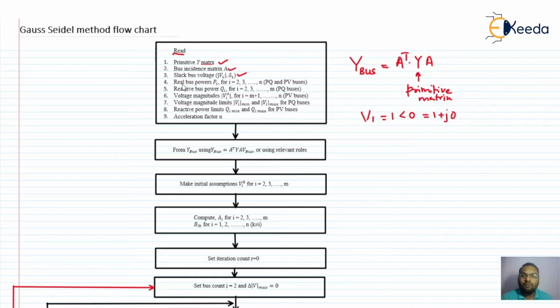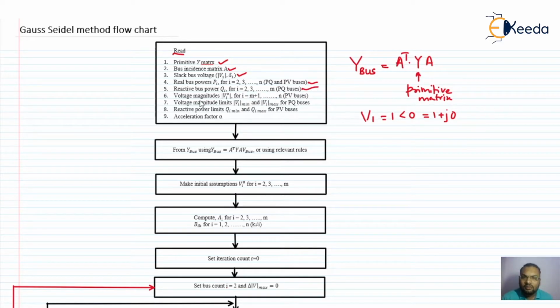Now in the fourth step, read the real bus powers, let that be a PQ bus or PV bus. If it is a PQ bus, real power will be specified. If it is a PV bus, real power will be specified. So can I say that real power on all the buses except the slack bus will be specified? You read that value for PQ and PV buses. After that, reactive power is specified only for the PQ buses. Then you read that reactive power.